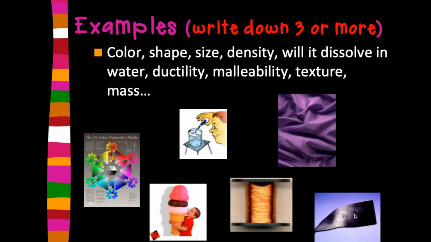Could you bend it or shape it? What texture does it have? Is it smooth? Is it silky? Is it bumpy? What mass does it have? You could put it on a balance. So those kinds of things are physical properties. And you can imagine that some of those things are things that we measure or record when we do labs in chemistry. So those are physical properties.